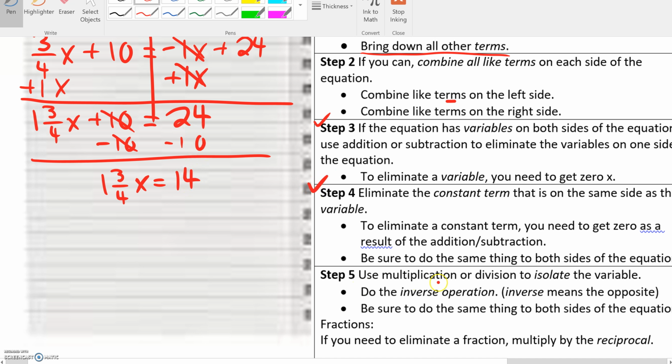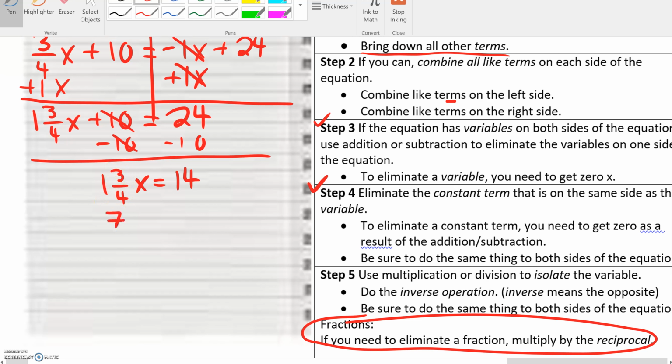Now I'm on step 5. I've got to use multiplication or division to isolate the variable. So my x isn't really alone. I still have a coefficient here. I have to do the inverse operation. Inverse means opposite. Now we're looking at a fraction. So we need to eliminate a fraction, which means we need to multiply by the reciprocal. First, I'm going to change this into an improper fraction. So 1 3/4 is actually the same as 7/4.